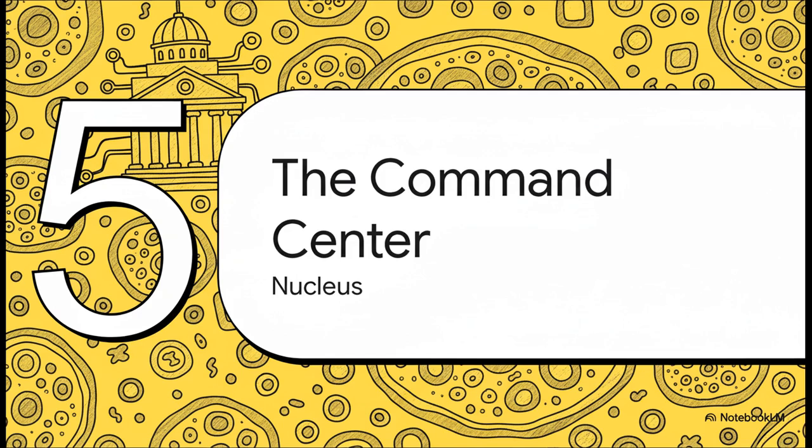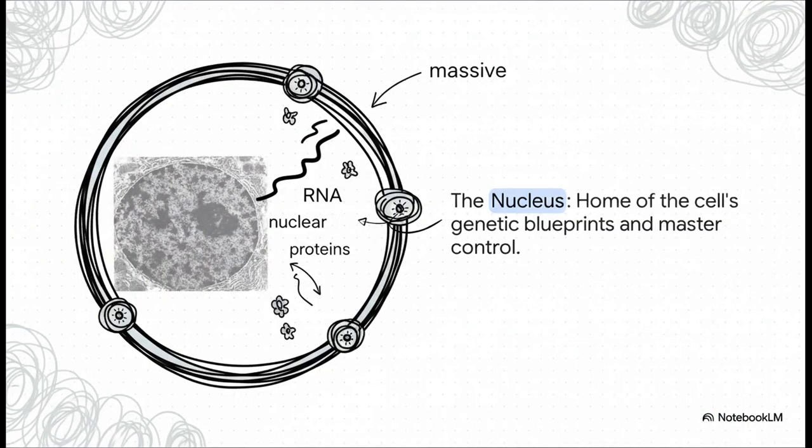We've seen the factories and the power plants, but now we're heading for the C-suite, the City Hall, the absolute command center of this whole operation. Let's go visit the nucleus. And here it is. Wow, it's enormous compared to everything else. This entire structure is protected by a double-layered wall, the nuclear envelope. And see all those little gateways dotting the surface? Those are nuclear pores.